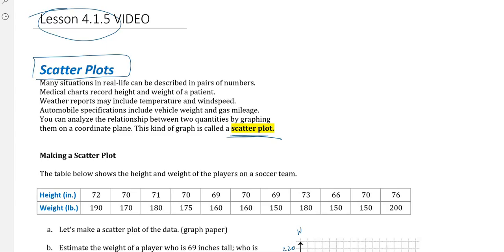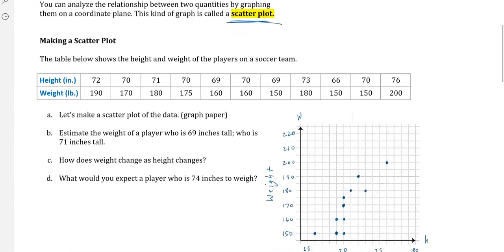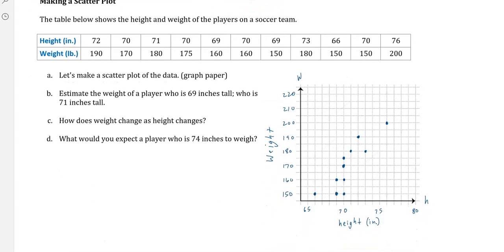So, here's how we make a scatter plot. First, you take a table of data, like the one you see here, comparing the height and weight of players on a soccer team. And then you take those pieces of data and put them into a graph using the coordinate plane.